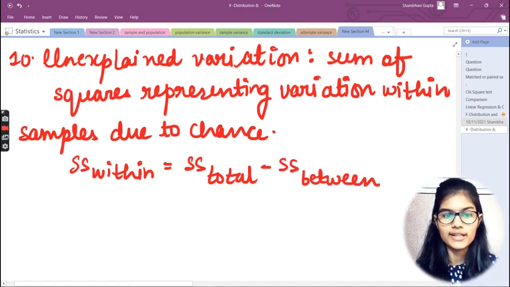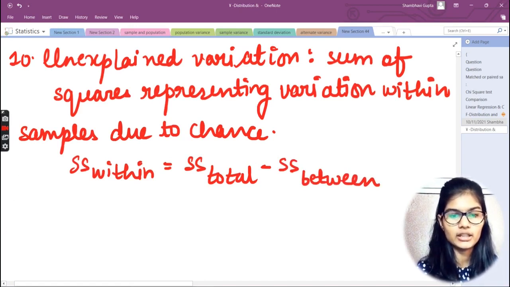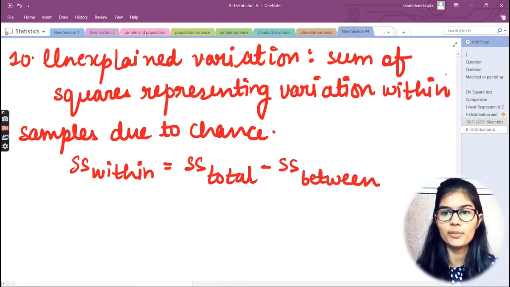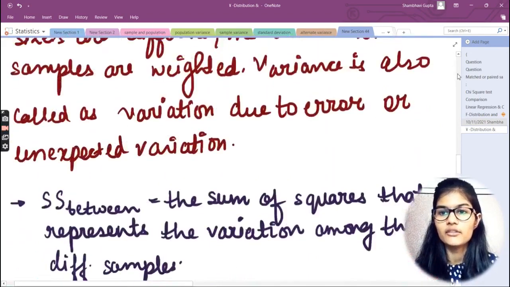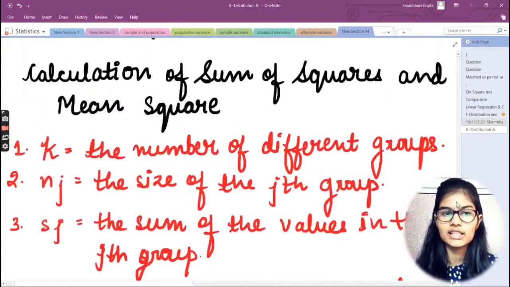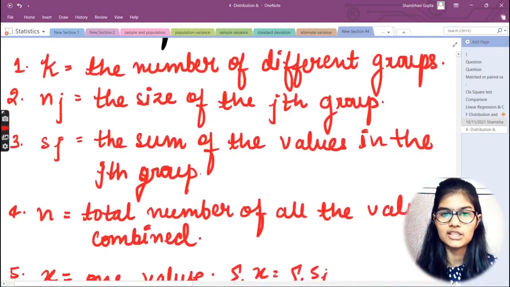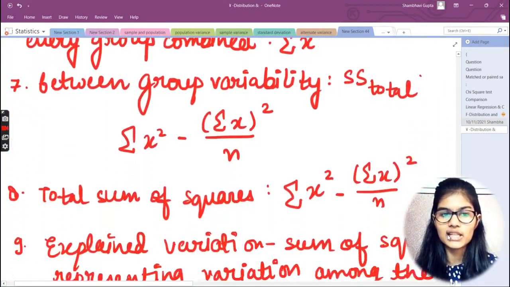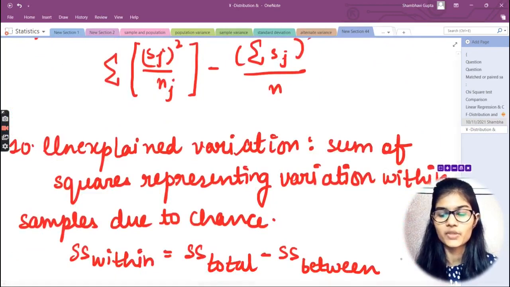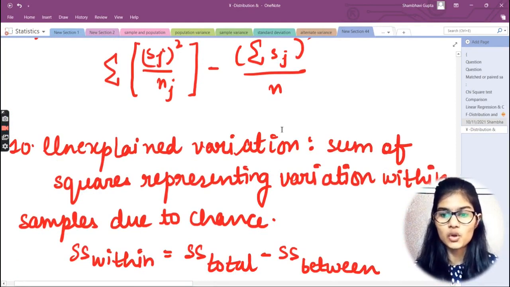Now, we have some more things as well to be noted down, but right here I'm just going to stop for this particular video. So we had seen the different ways for the calculation of sum of squares and the mean square. Hope you got the idea very clearly regarding how we will be able to do all of these things.